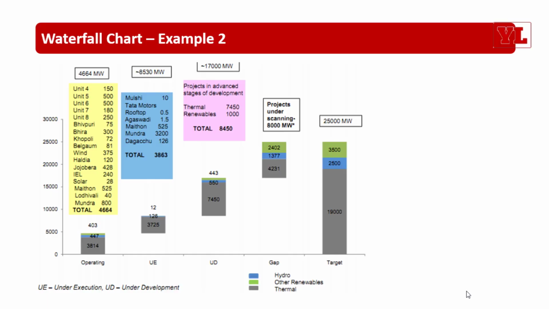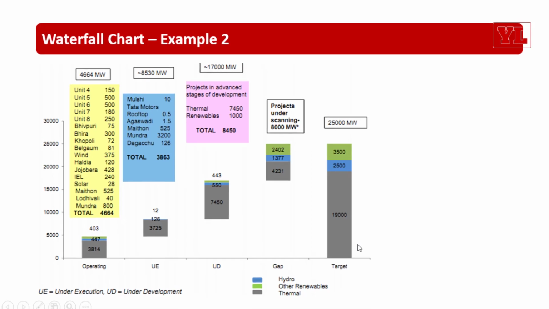As a continued series in the sequence of waterfall charts, let us take an exercise which is based on the annual report of Tata Power, and it has taken the help of a waterfall chart to show how the situation looks in terms of power generation. The operating plants, the under execution plants, under development plants, all broken down individually in gray, which is thermal, blue, which is hydro, and green, which is other renewable sources. And even despite its best efforts in planning so far, they have yet to cover the gap. And if they do so, they will be able to achieve the target which they have set for themselves.